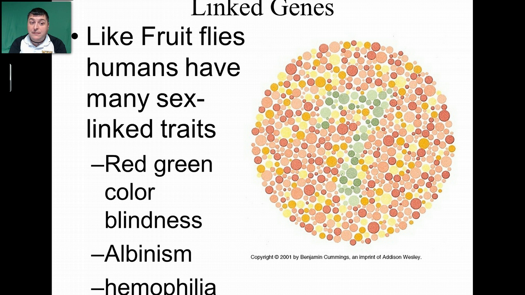Now, like fruit flies, humans have many sex-linked traits. Red-green color blindness, for instance, is sex-linked. If you are red-green colorblind, you would not be able to see the number 7 amongst all of these dots. There's a sex-linked form of albinism. Hemophilia that we talked about in the beginning is sex-linked.